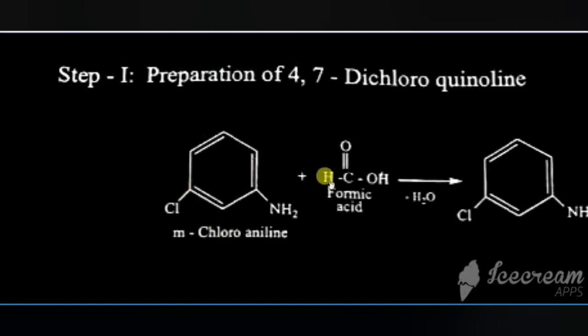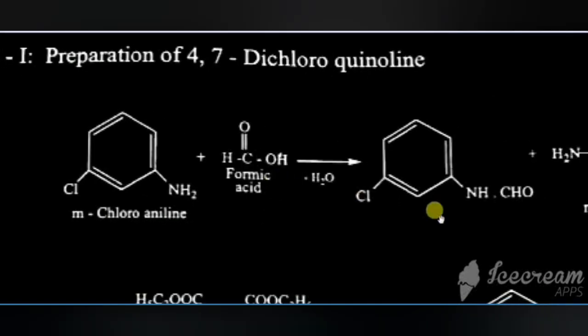So that one is treated with formic acid. Already we have known the structure of formic acid. What is that? HCOOH, that is formic acid. So by the addition of metachloroaniline with formic acid, what happens? Here this H combines with this OH and is removed as water. So here we have only NH. In this position we have NH, and here we have CHO. So this CHO has combined with NH. So that's why we are getting NHCHO.